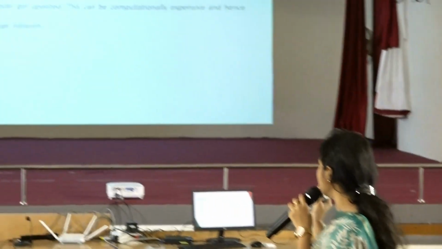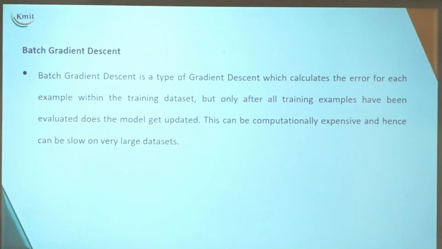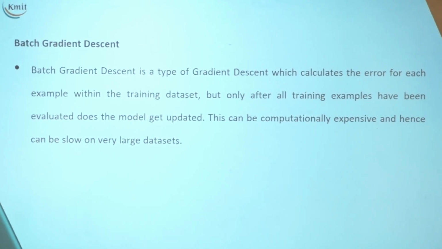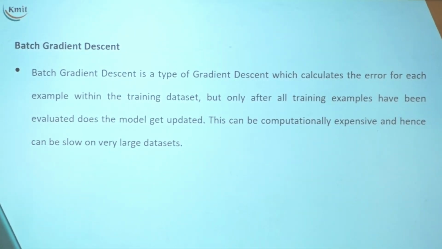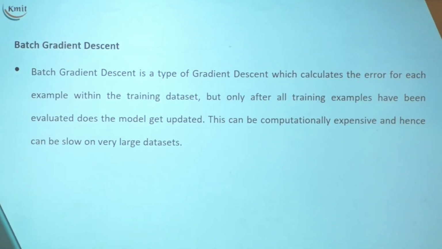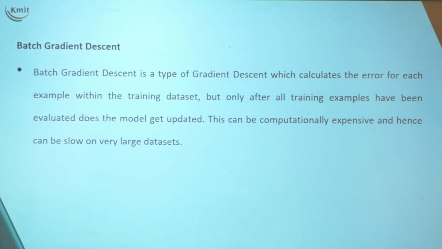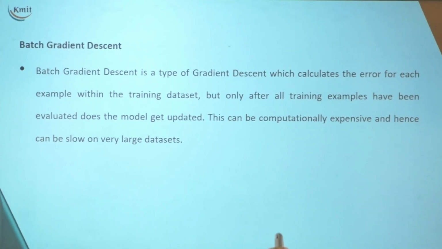Okay, so what is batch gradient descent? Please look at that. Batch gradient descent is a type of gradient descent which will calculate the error for each example within the training data set. That is what we have done earlier, right? For each example in the given training data set, that is, suppose I have 100 samples, for each sample we are processing the entire model. But only after all training examples have been evaluated, the model will get updated. So when will the model get updated with respect to new weights? When all the training samples in the given data set have been processed.